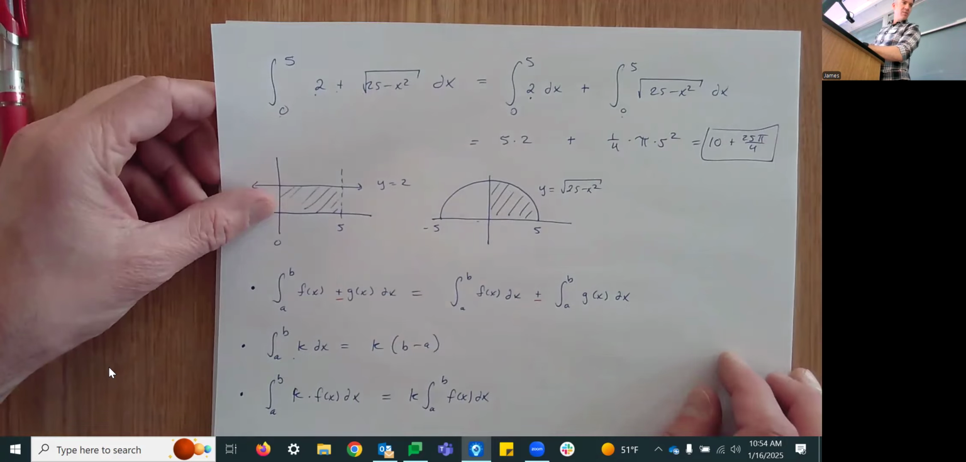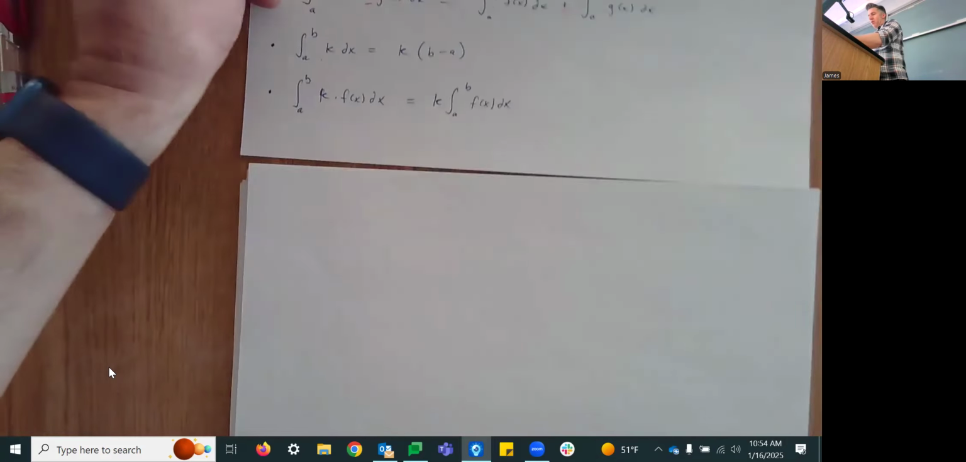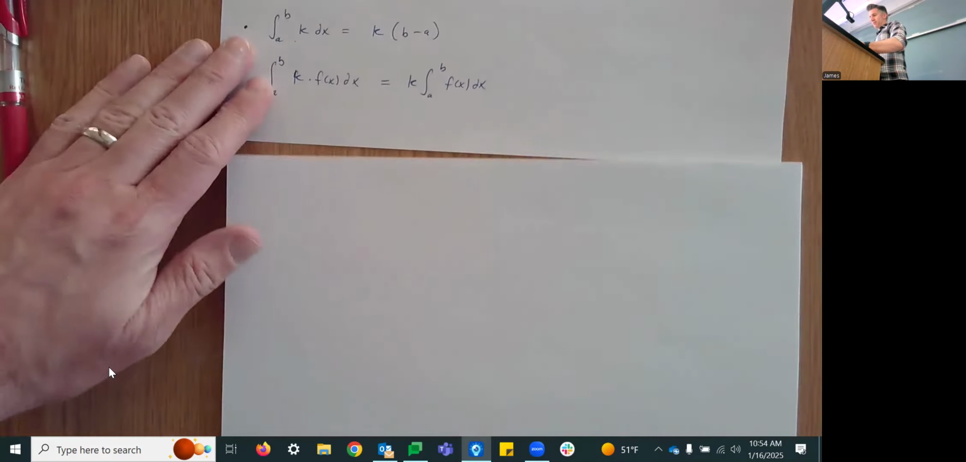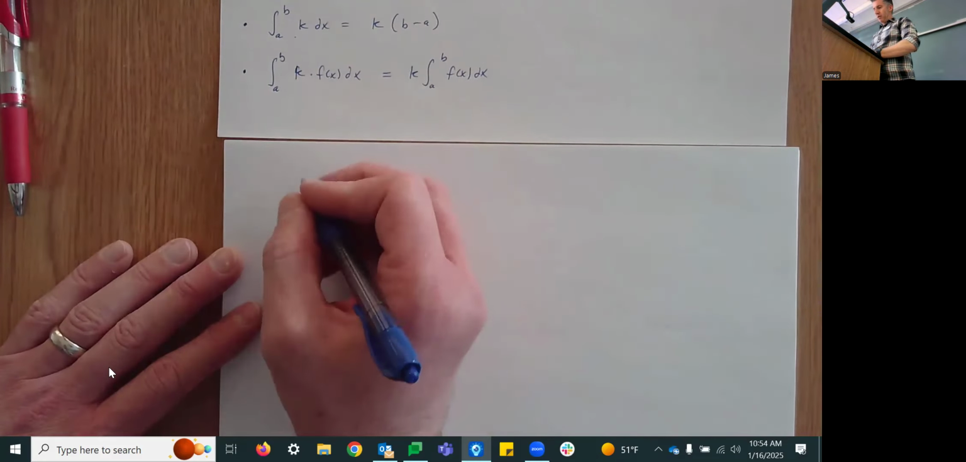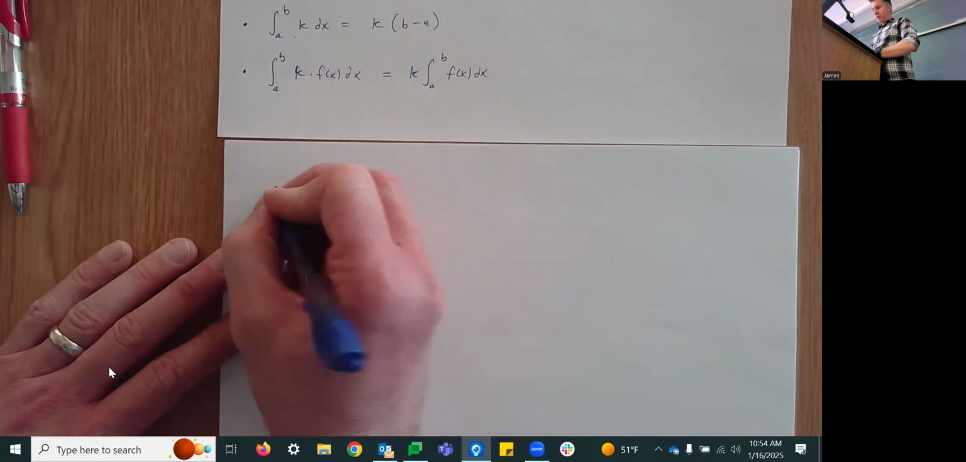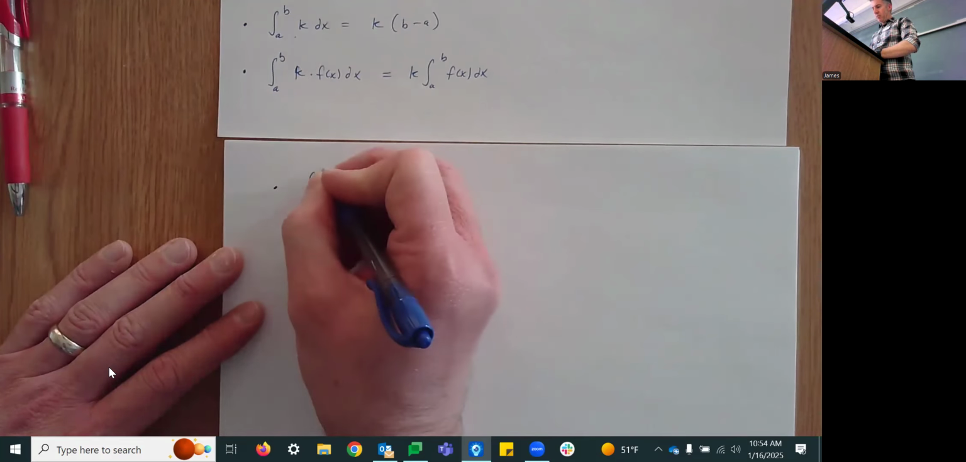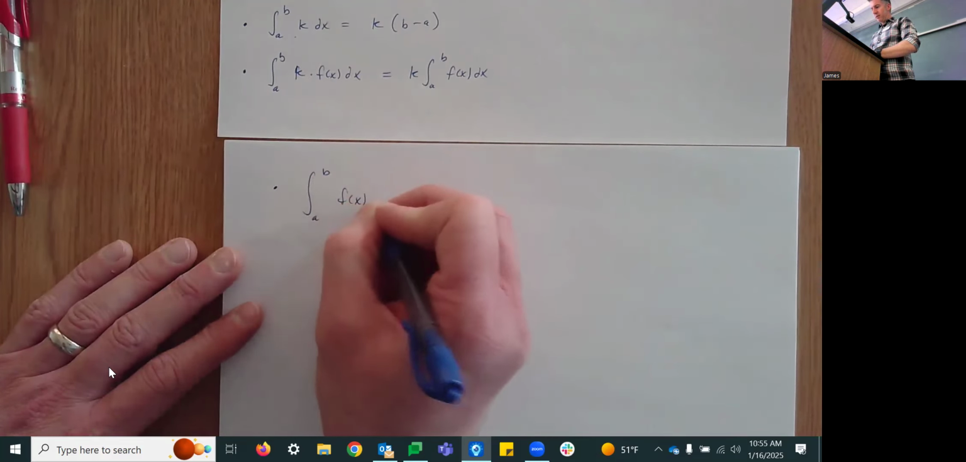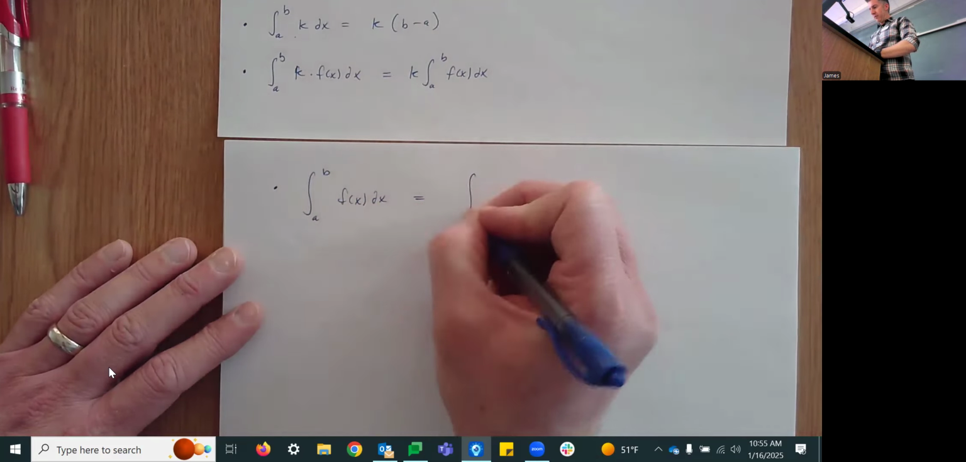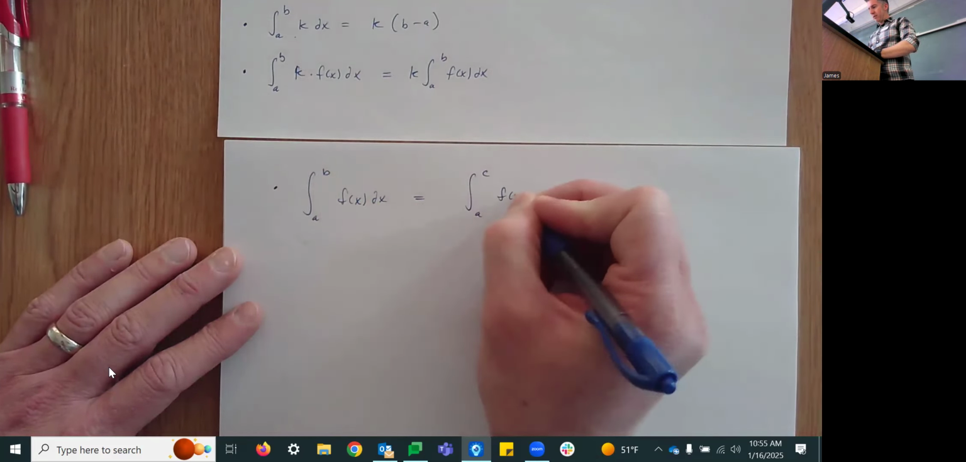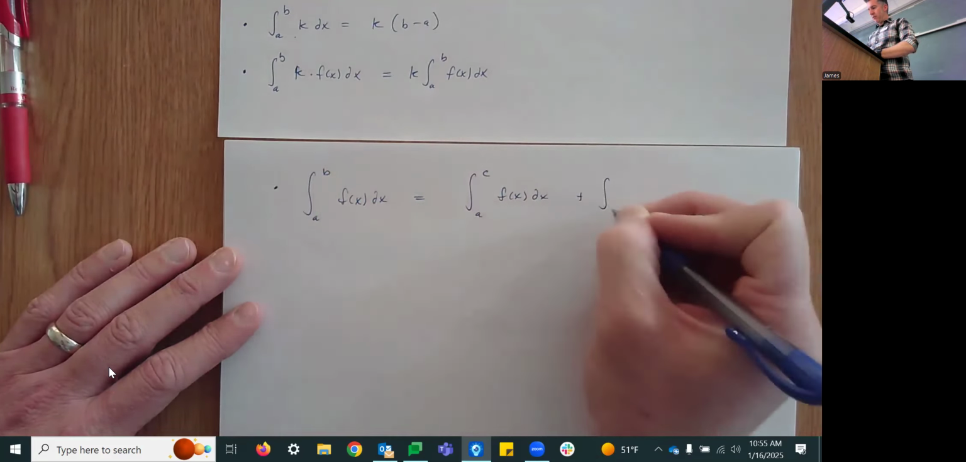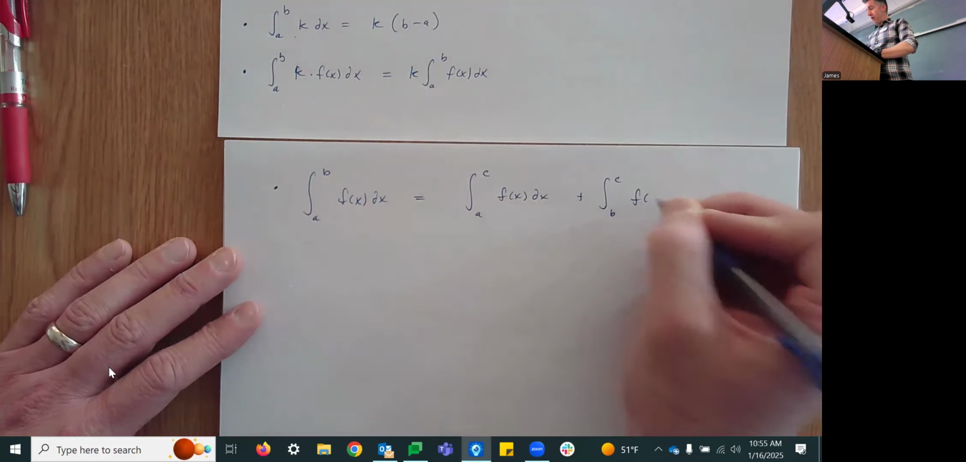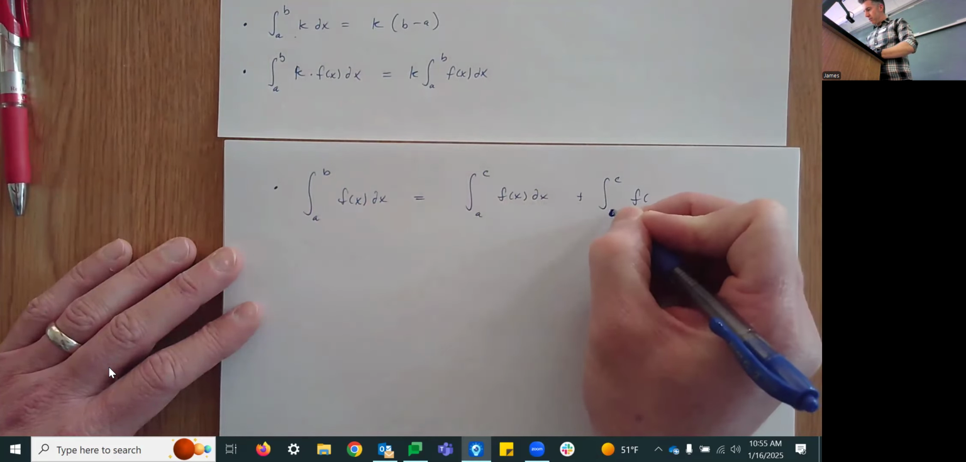Let's talk about these last two rules. I always think this one's kind of interesting. I'll draw some pictures here in a second. So the general rule here is that the integral from a to b of f of x can be written as the integral from a to c of f of x plus the integral from c to b of f of x. Sorry, terrible, James.